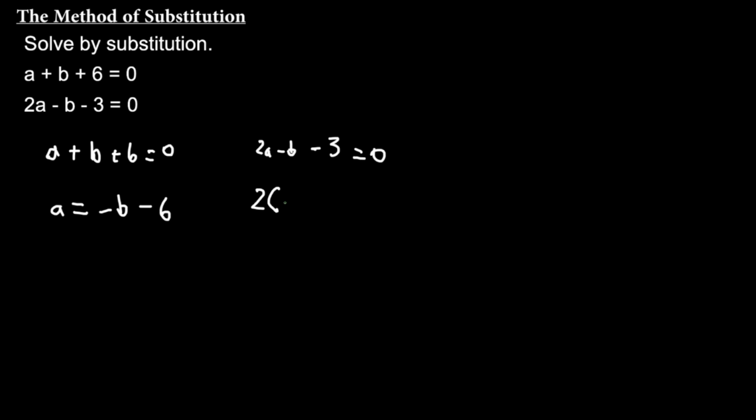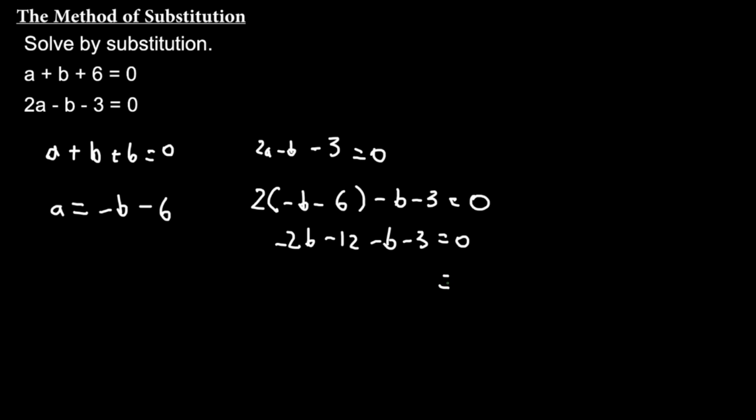So 2 times negative b minus 6, minus b minus 3 equals 0. 2 times negative b gives us negative 2b. 2 times negative 6 gives us negative 12. Negative b minus 3 equals 0. So we can bring the negative 12 and the negative 3 across the equal sign. When that happens, negative 12 turns into positive 12. You don't have to put the plus sign, but that's okay. And negative 3 turns into positive 3.